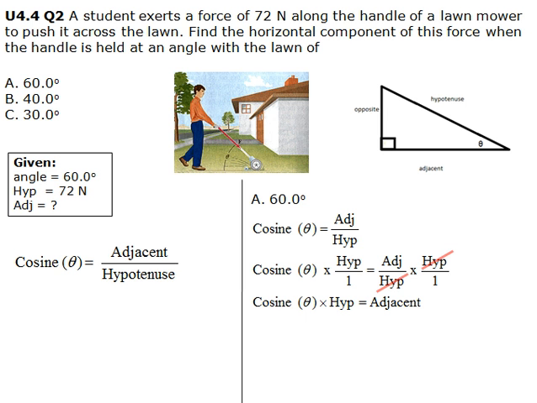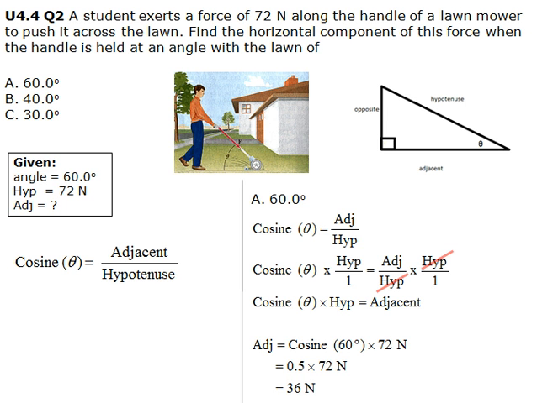And we plug in our numbers, and adjacent is equal to cosine of 60 degrees times 72 newtons. And the cosine of 60 degrees, if you punch it in your calculator, is 0.5, times 72 newtons, which is equal to 36 newtons. And make sure your calculator is set to degrees and not radians.